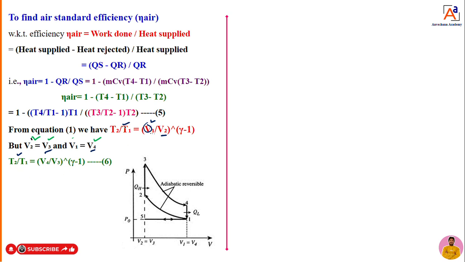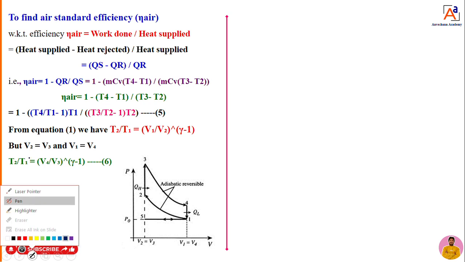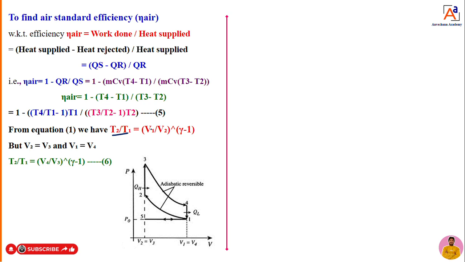In this equation, what will happen now? T2 by T1 is equal to V1 divided by V2. What is the value of V1? That is V4. What is the value of V2? That is V3. So V4 by V3, to the power of gamma minus 1, I will write as it is. That equation I will call equation number 6. So T2 by T1 is equal to V4 by V3 to the power of gamma minus 1. This we got, and I call it equation number 6.